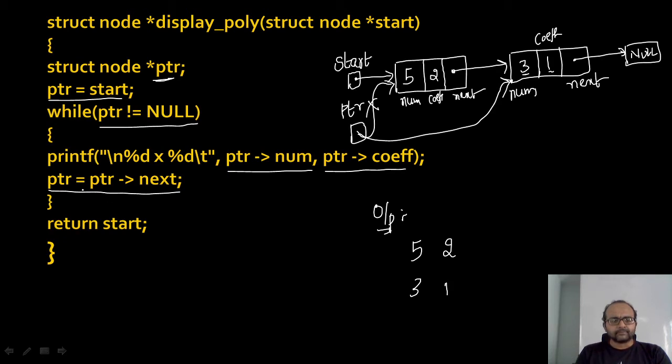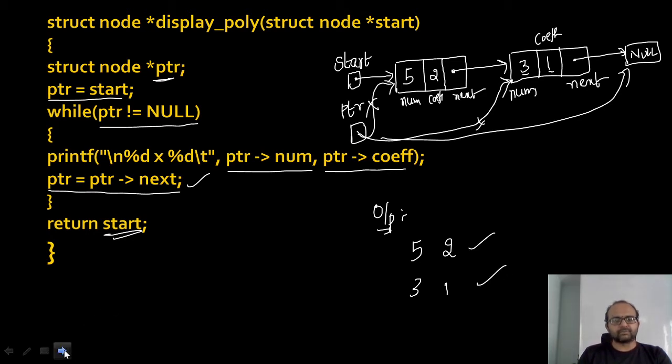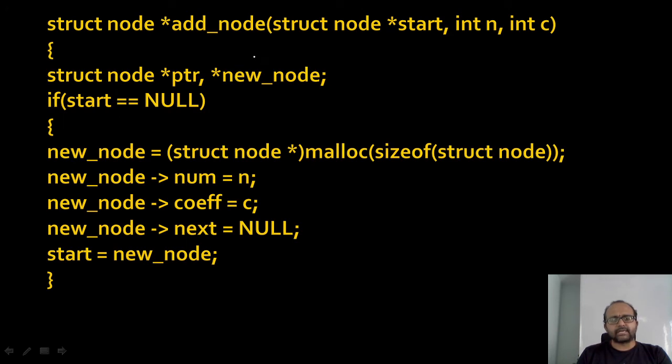So in the next iteration, ptr not equal to null, ptr has now moved to the next position, right? Because ptr equal to ptr arrow next, ptr will now be pointing to this null. So the ptr not equal to null condition becomes false, the block of statements will not be executed, and the start pointer will be returned. So by this time you can see it is already completely displayed. Yes or no?